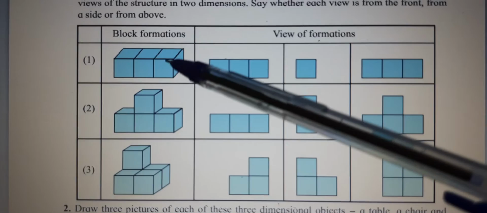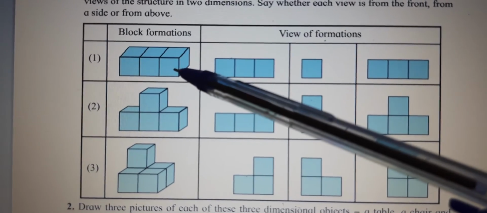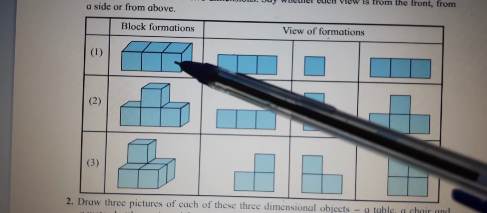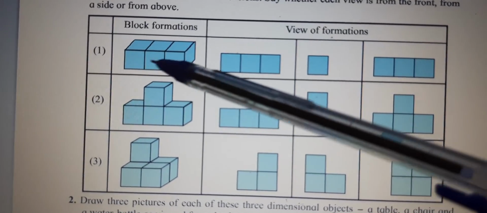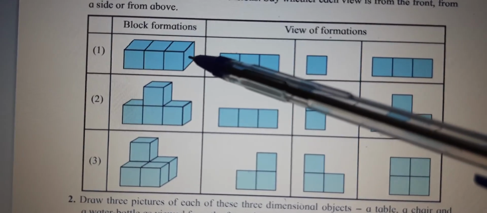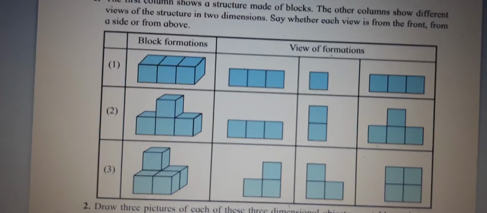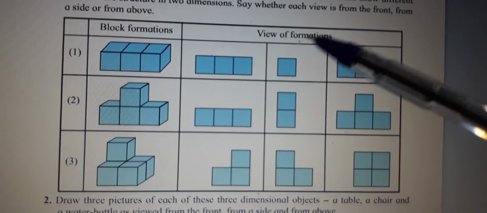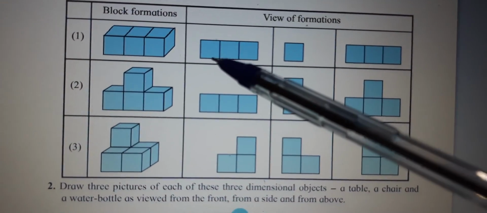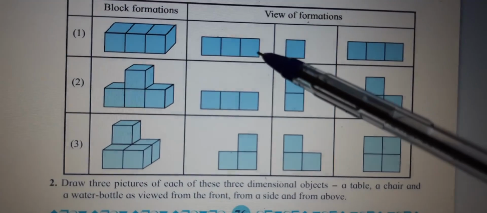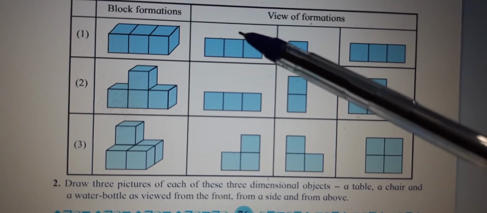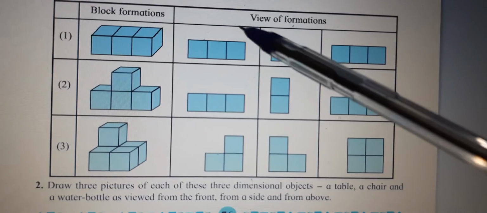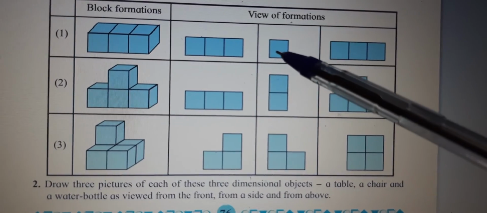Block formations. You know block formation. These are blocks, right? From the front you can see the top surface and this surface, 1, 2, 3, and this side also. But if you sit straight in front, you can see only 1, 2, 3, children. Now from where can you view only this 1, 2, 3? Yes, it can be from the side. So directly if you are sitting straight in front, this is from the side. From where can you see this?